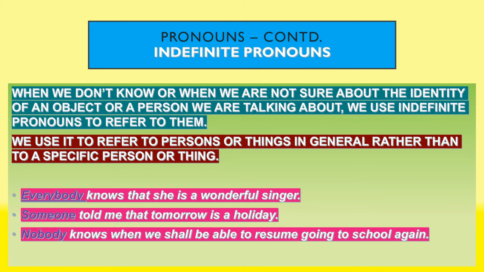Someone took it away. So someone told me that tomorrow is a holiday. But here, in many cases, students, you use anyone. It should not be so. Someone, somebody, one person. When you refer to one person, it is someone. And everybody is when we want to refer to a lot of people. And when we want to say a negative sentence, nobody.